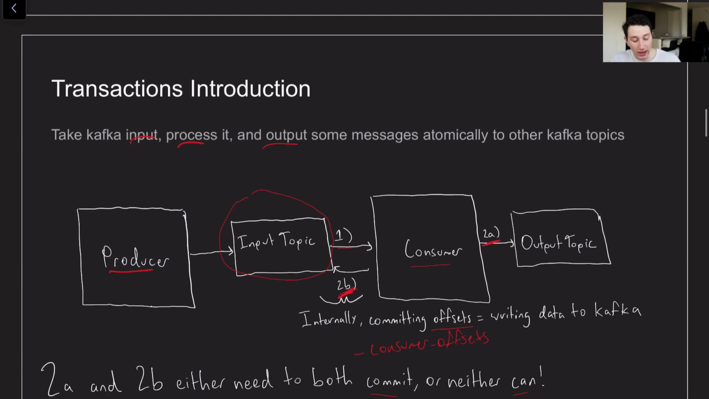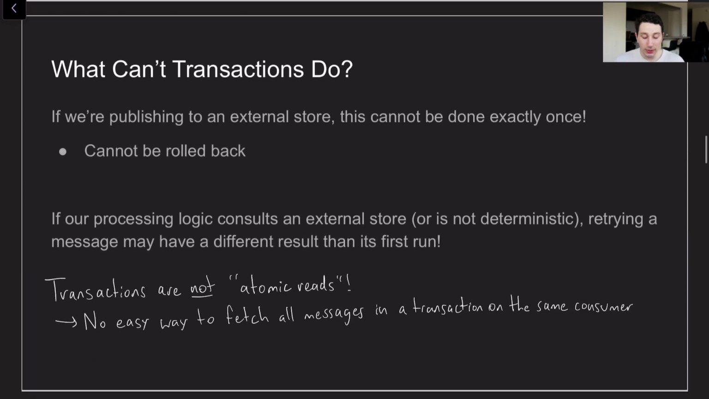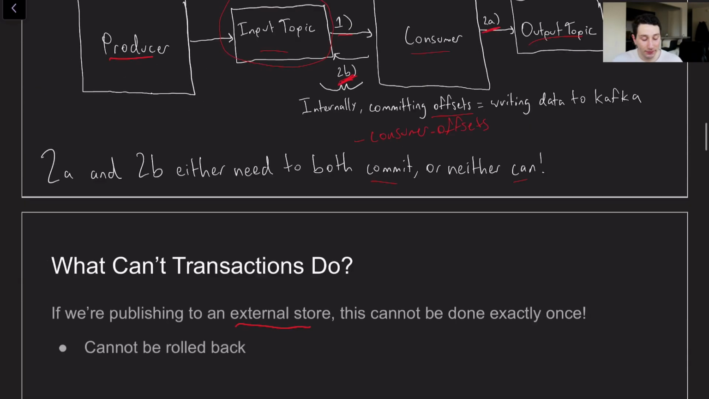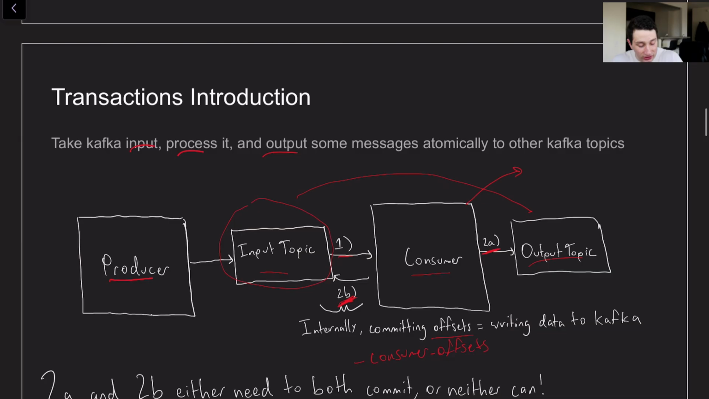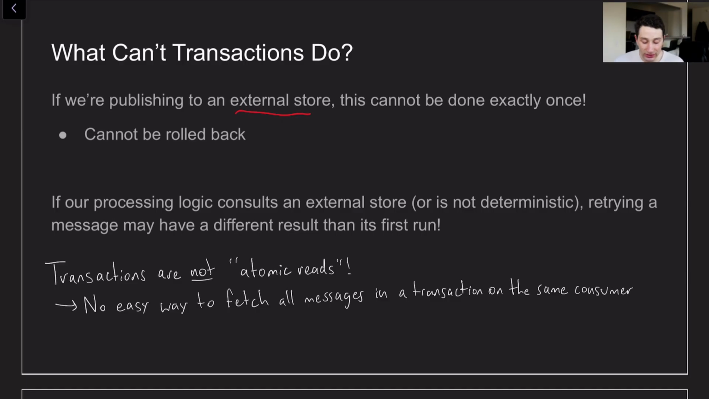But transactions are acting very much internally to the Kafka ecosystem. The input topic and the output topic are very much both within Kafka. What this isn't valid for is publishing to something like an external store, right? So if this consumer were also publishing to some sort of database, that database isn't in Kafka. So it's possible that it would publish here, but never commit the offset for this message, and then we're unable to roll this back. And so that is not going to be a valid use case of transactions.